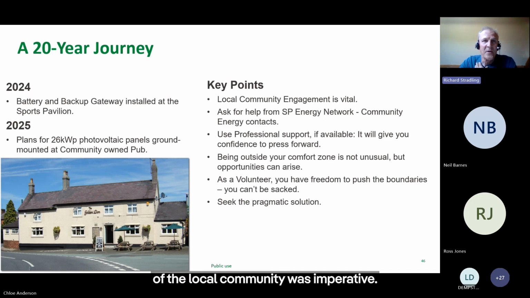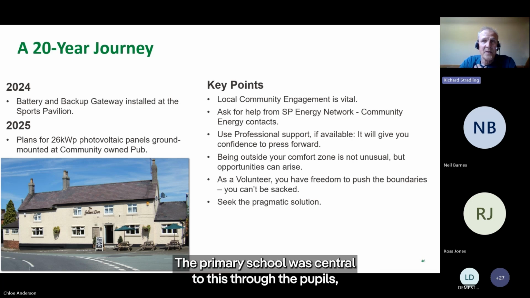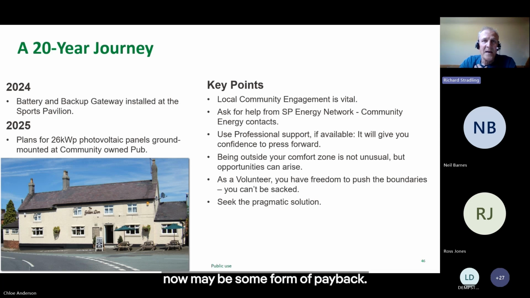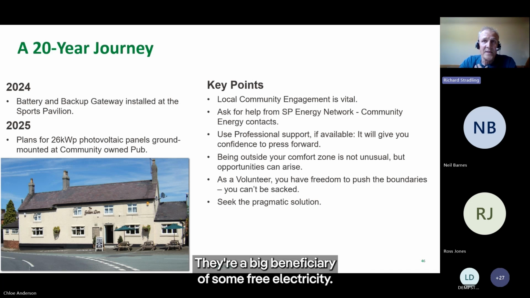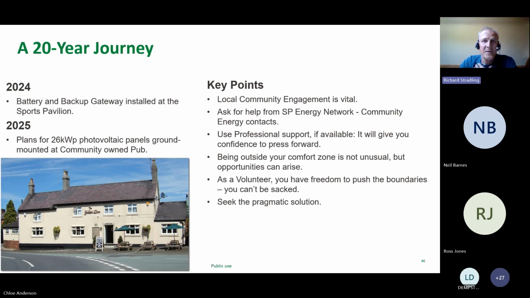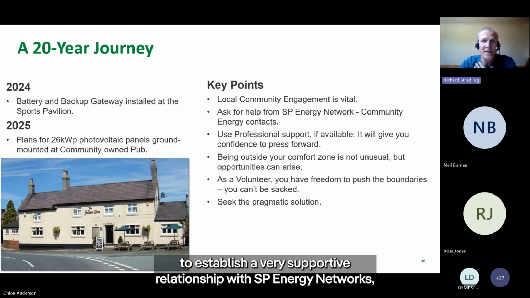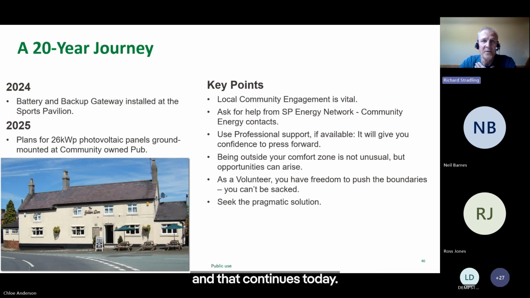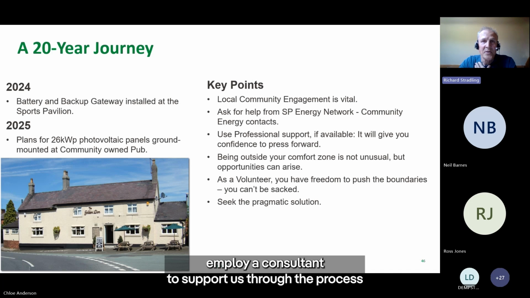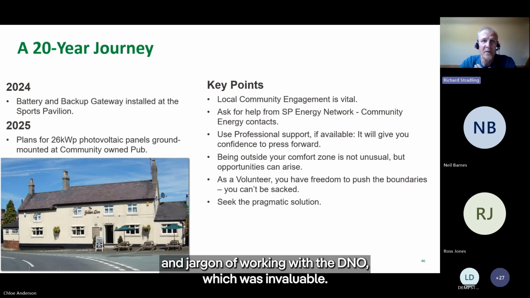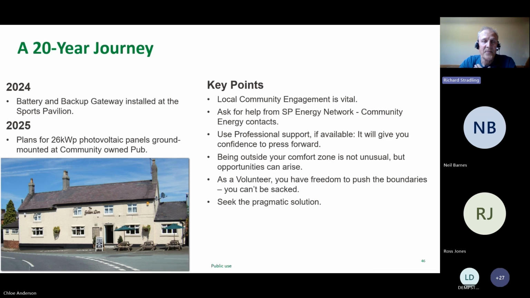We found engagement of the local community was imperative. The primary school was central to this, through the pupils, the parents, and the use of their facilities. Now, maybe as some form of payback, they're a big beneficiary of some free electricity. Perhaps we were fortunate as an early starter to establish a very supportive relationship with SP Energy Networks, and that continues today. We were able to employ a consultant to support us through the process and jargon of working with the DNO, which was invaluable.